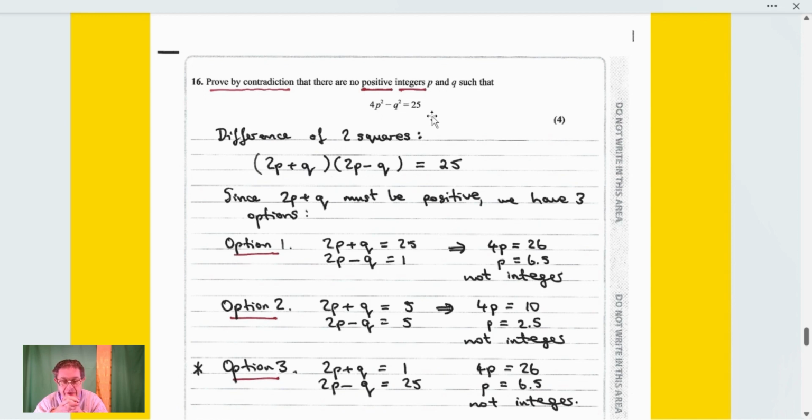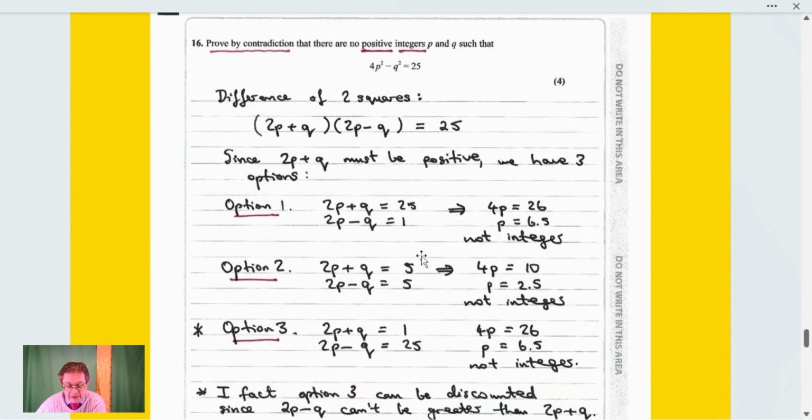Now, if p and q are positive integers, so are those 2 brackets. So we only have a limited number of options here. We could have 2p plus q equals 25 and 2p take q is 1. We could have both brackets to be 5. And maybe we could have the third option. The first is 1 and the second is 25.